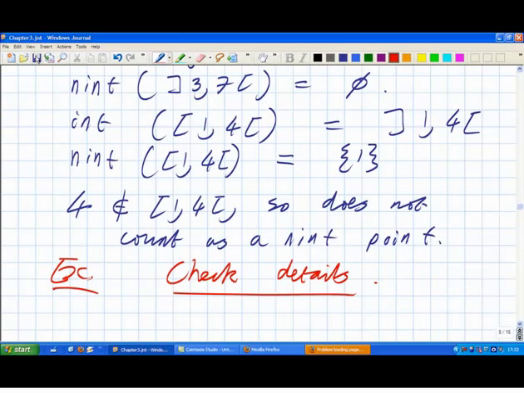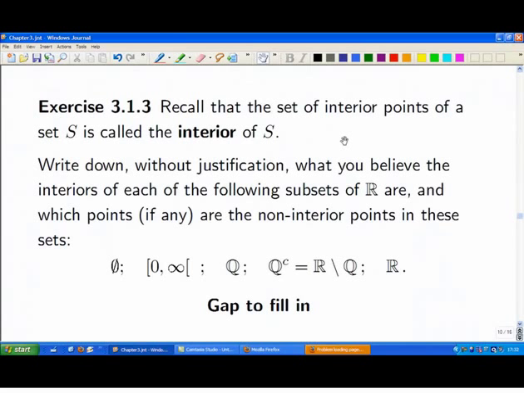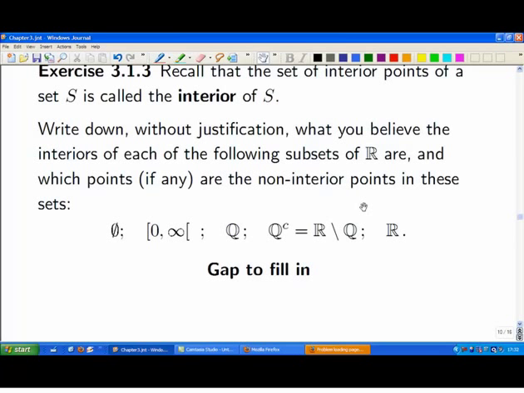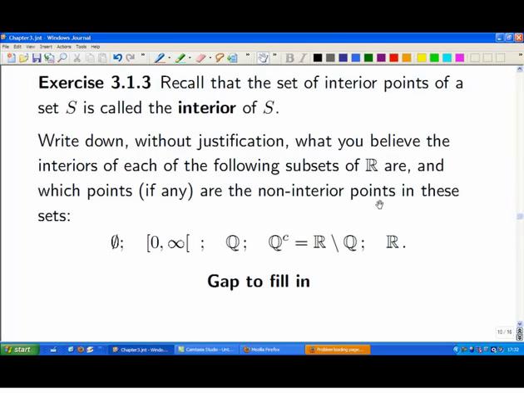I do find that different people find these concepts harder or easier. I do think that the key is often to sketch the set and to know exactly what the set is. If you sketch the set, you can usually see which points are at the edge. But as we'll see, there are some problems if you're trying to figure out what's going on with the rational numbers or the irrational numbers, where it's very hard to sketch them and see exactly what's going on.